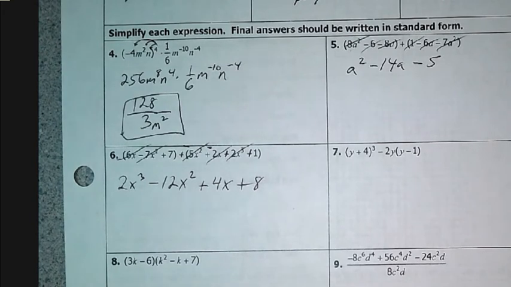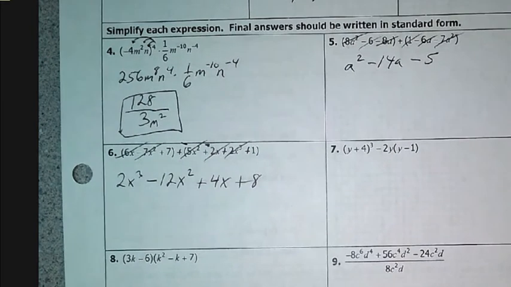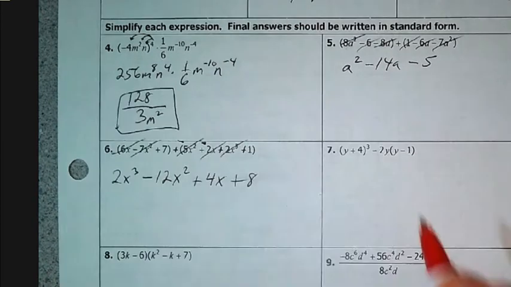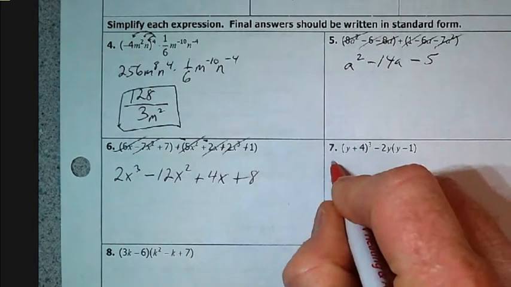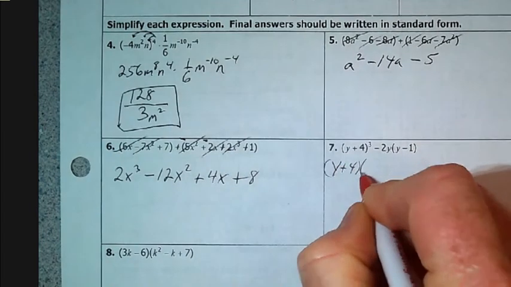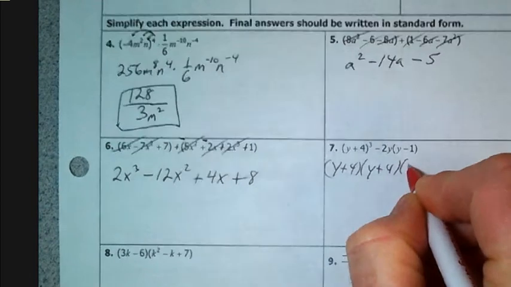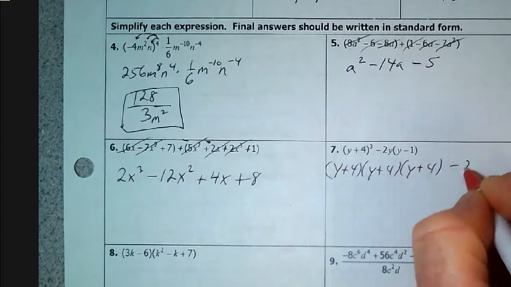Okay, number 7. Now, this is going to be pretty long and tedious. So what you have to do, hold on just a minute, is say y plus 4 times y plus 4 times y plus 4 minus 2y times y minus 1.